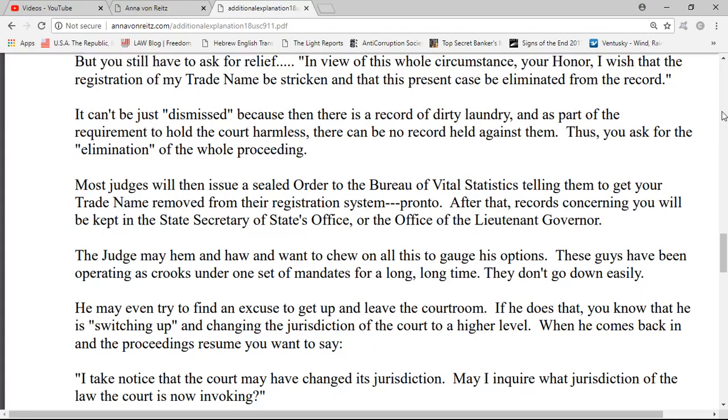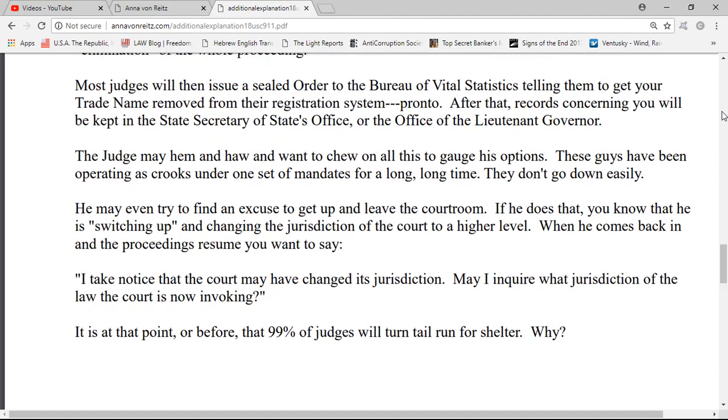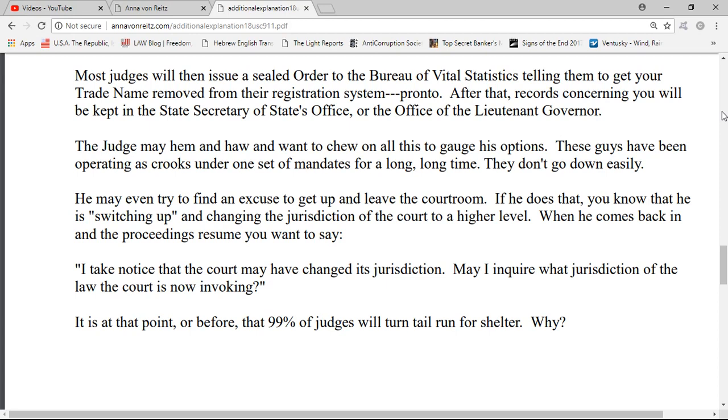In view of this whole circumstance, Your Honor, I wish that the registration of my trade name be stricken and that this present case be eliminated from the record. It can't just be dismissed because then there's a record of dirty laundry as part of the requirement to hold the court harmless. There can be no record held against them. Thus, you ask for the elimination of the whole proceeding. Most judges will then issue a sealed order to the Bureau of Vital Statistics telling them to get your trade name removed from their registration system pronto.